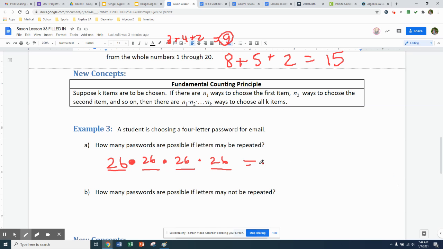And for my number of passwords, that's going to give me 456,976. So only about 400,000 passwords. It may seem like a lot, but for a computer trying to hack into a password and check all those passwords, it'd probably be pretty quick to check all of those and see which one works if they're trying to hack into your computer.